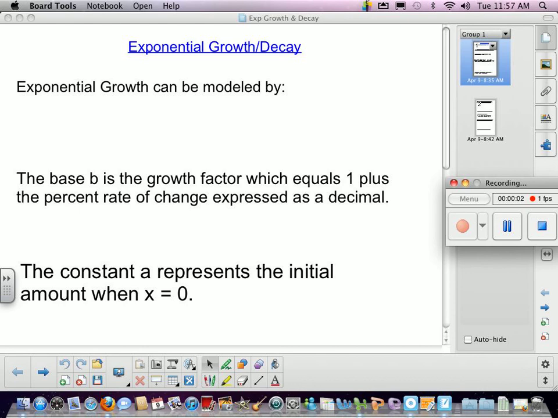Alright, so this is a lesson on exponential growth and decay, and we're going to start out by talking about exponential growth first, then we're going to talk about compound interest, and then we'll finish up with exponential decay.